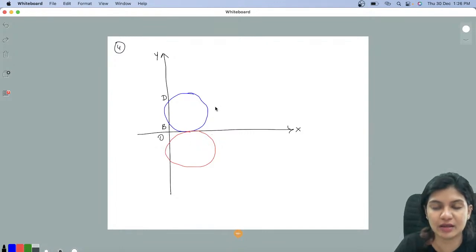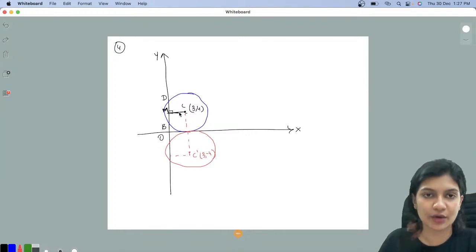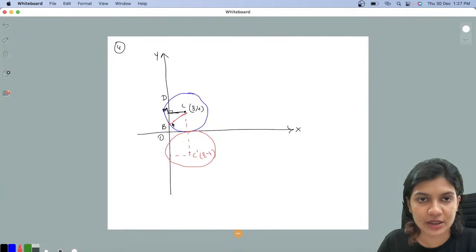Then the first circle, consider the blue one. So the center of the circle will be what? 3, 4. The point C. And the perpendicular distance to be taken is what? M we are considering. Now C dash will be what? The mirror image of it, that will be 3, minus 4. Okay. Now BC I am going to connect.